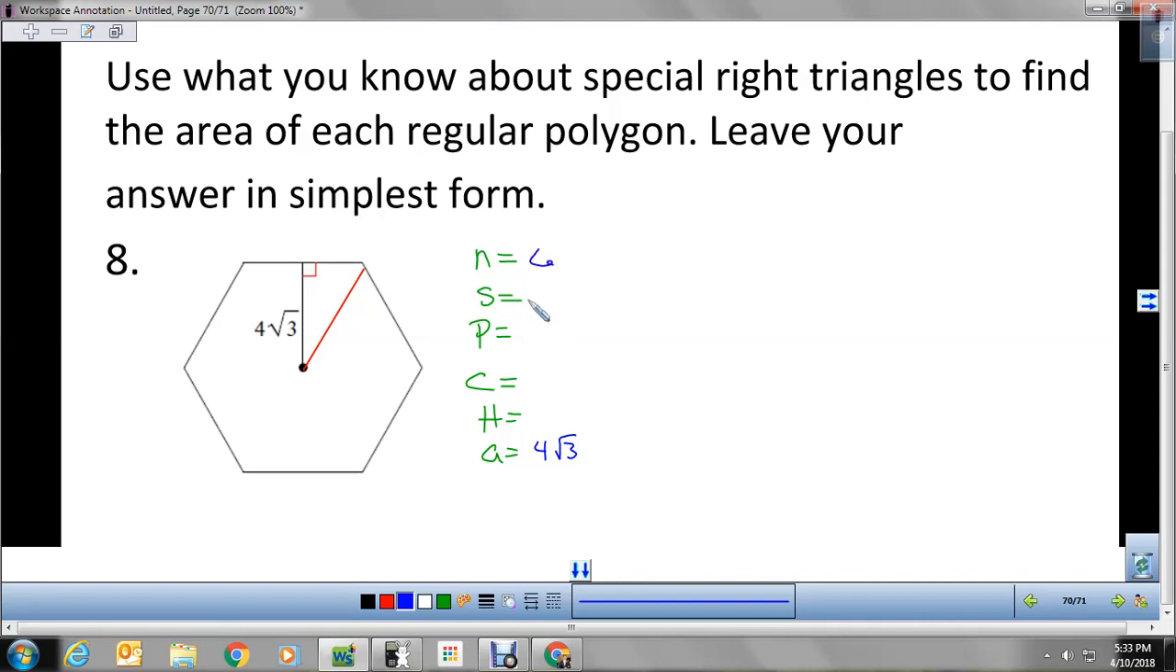We don't know the side length, therefore we don't know the perimeter, which means we have to do the central angle again. So 360 divided by 6 is going to be 60, and the half angle is going to be 30. So this angle here is 30, this angle here is 60.